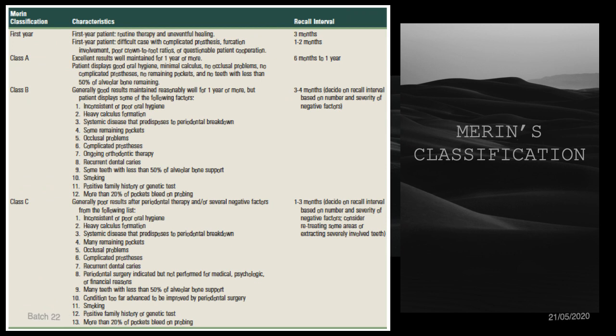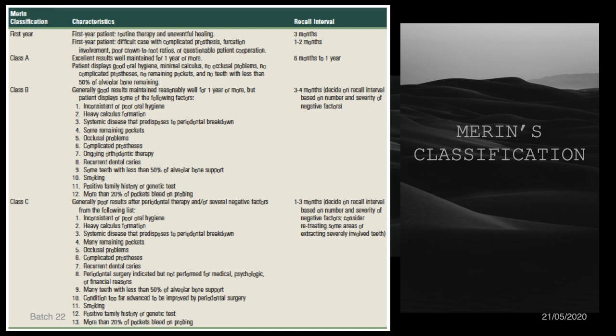So coming on to Merin's classification. Based on all these factors, Merin classified post-treatment patients into class A, B and C. For the first 1 year, he classified patients with routine therapy and uneventful healing. You have to have a recall visit of 3 months. So based on the patient's condition, he scheduled appointments, and the frequency of recall for maintenance therapy is based on the patient's characteristics.